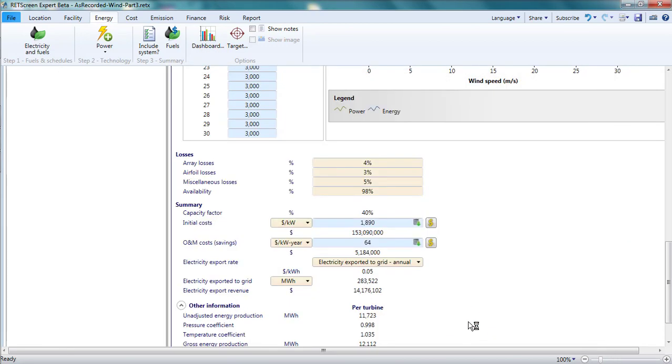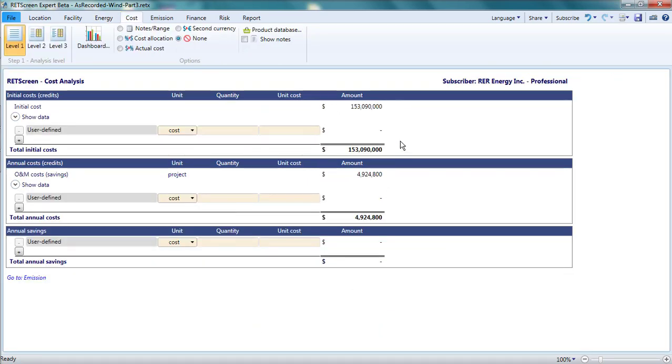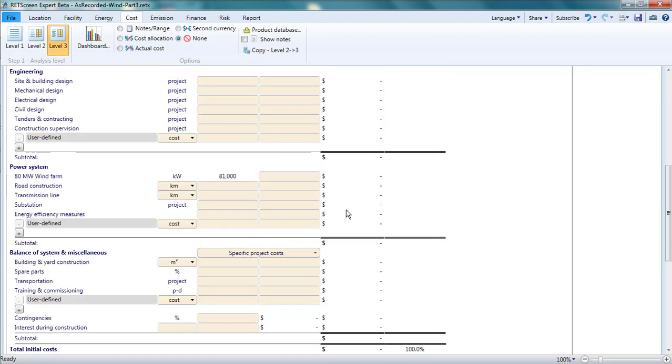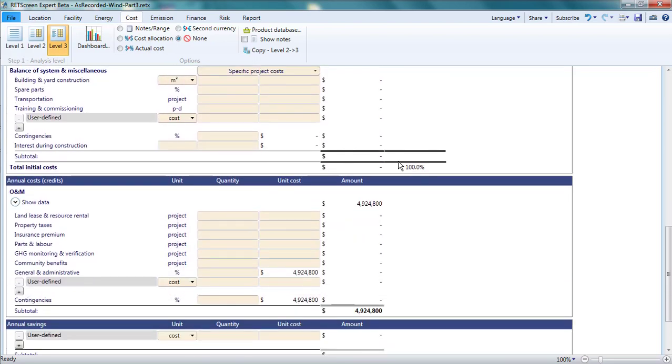Now if I turn to the cost page, I see my initial costs and O&M costs copied to the initial costs and annual cost sections of the Level 1 analysis. This is fine for a quick analysis, but eventually I might want to look at these costs in detail. I can do this by selecting a Level 2, or, if I want the maximum amount of detail, a Level 3 analysis. You'll notice in the Level 2 or 3 analysis that while the O&M costs are carried over from the energy page, the initial costs are not.